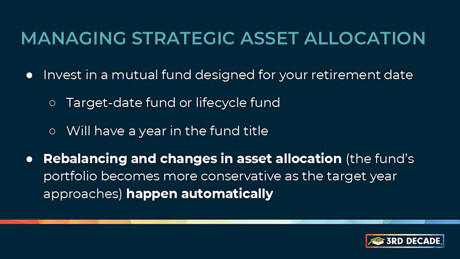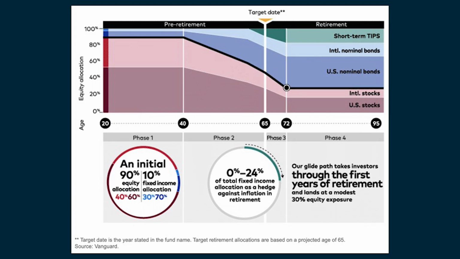On the next slide, I will show you a sample glide path, which will illustrate the asset allocation plan for one target date retirement fund. I took this glide path from Vanguard's website, but it's very similar to the glide paths you will see for target date retirement funds from other providers like Fidelity and Charles Schwab. This glide path shows how the asset mix in the mutual fund will change before and after the target year. The fund assumes that the target year is when the investor will turn 65.